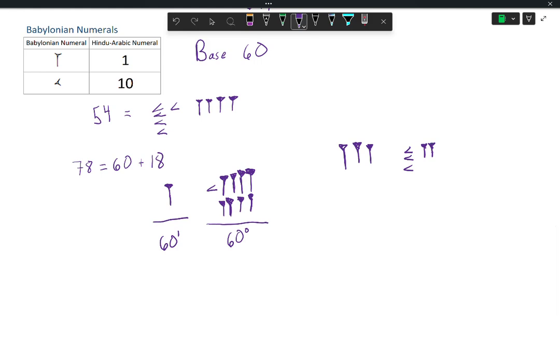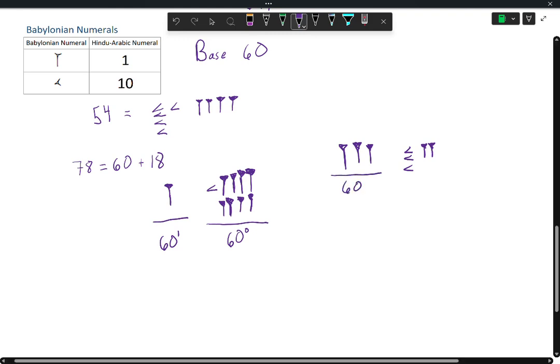So what does this mean? Well, notice I have place values. This is my 60s, and this is my 1s. So over here, these 3 tallies tell me I have 3 groups of 60, plus, well, let's see, I have 3 of my alligator 10s and 2 1s. So this equals 180 plus 30 plus 2, which is 212.